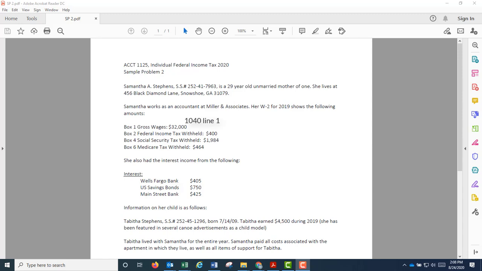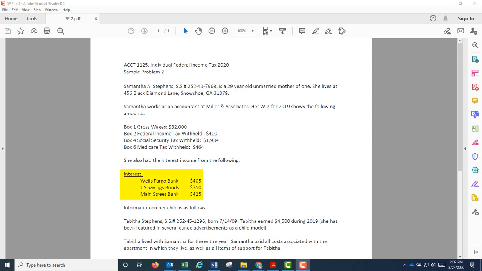W2 box 2, federal income tax withheld. What does this mean? It means that the taxpayer had money withheld by the employer and remitted to the government on their behalf already. So in other words, it's a prepayment of tax. Where is that reported on Form 1040? Line 17. Box 4 and box 6 of the W2 are not relevant to filing individual income tax.